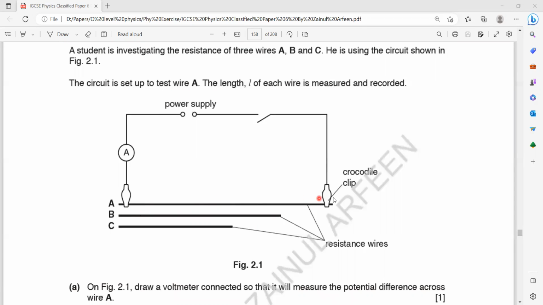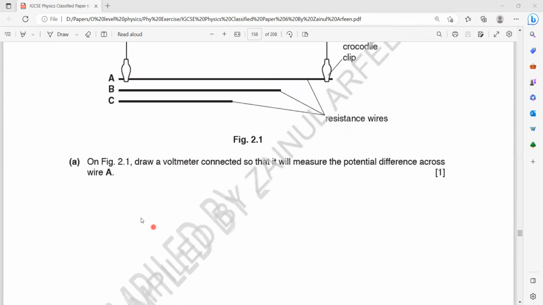So first, wire A is there. Using a crocodile clip, it is clipped at the ends and the current is measured. Then wire B is there, again using a crocodile clip. You clip wire B's ends, and then C.